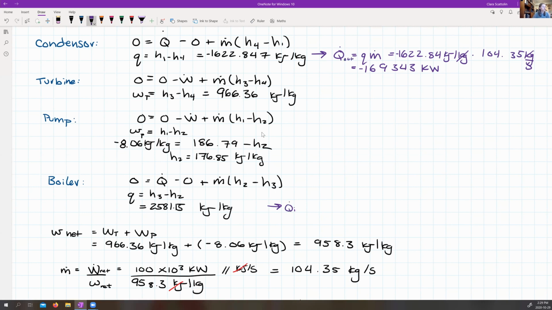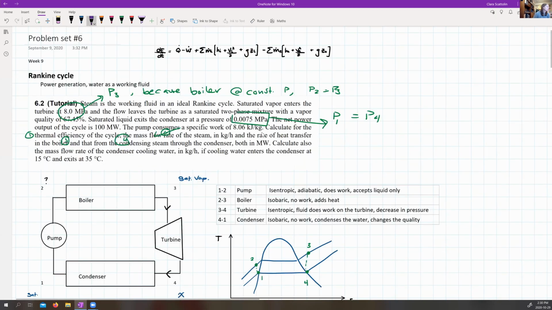This is my Q in, which is going to be equal to my specific work times my mass flow rate. So 2,581.15 kilojoules per kilogram times 104.35 kilograms per second, which will give me a value in kilowatts. And that value will be 269,343 kilowatts. All right, so we've properly answered the question now. So we did get a rate, because a rate means it has to be a per second value, okay? And a kilojoule per second is a kilowatt. So we did properly answer those now.